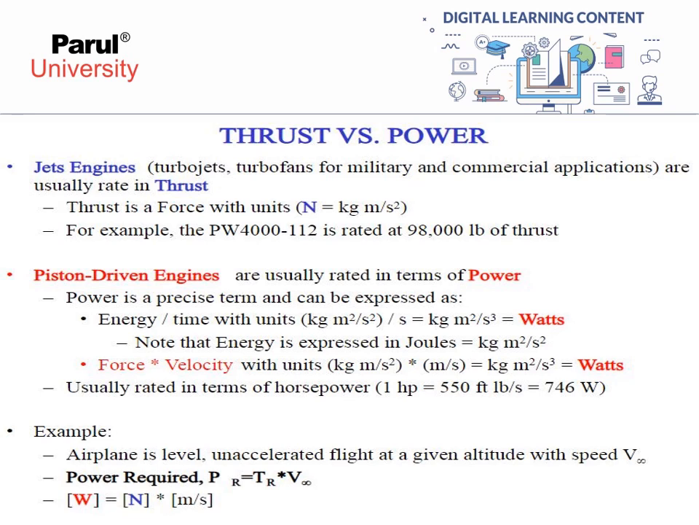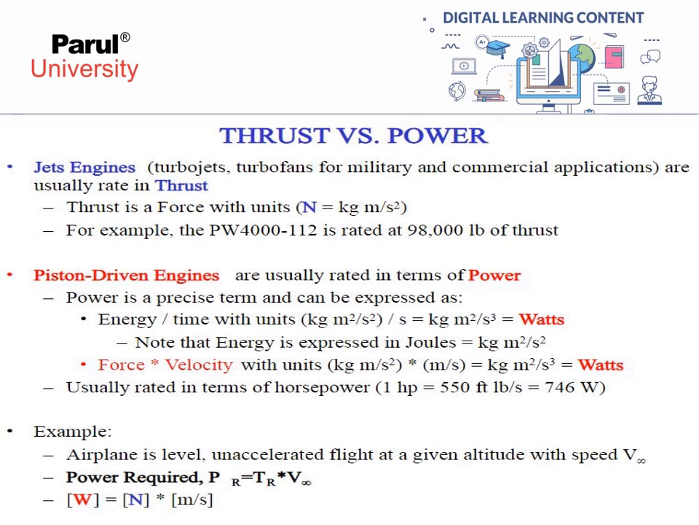Piston driven engines are usually rated in terms of power. Power is a precise term and can be expressed as energy per unit time, with units kg meter square per second square per second, or we can say kg meter square per second cube, which is equal to watts. Note that energy is expressed in joules; a joule is equal to kg meter square per second square. For force times velocity, with units kg meter per second square into meter per second, we finally get kg meter square per second cube, equal to watts.